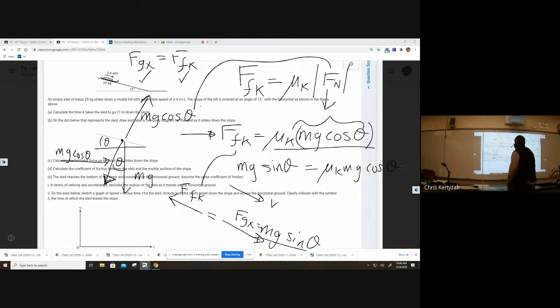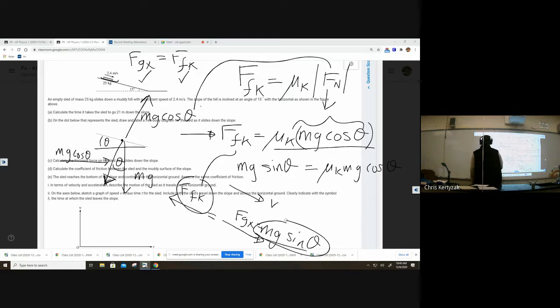Oh no, sorry, we're on part C, and then we'll go into part D with the same work. So for part C, calculate the frictional force. It's just mg sine theta. The amount of friction force is equal to mg sine theta. That would be your answer to part C.